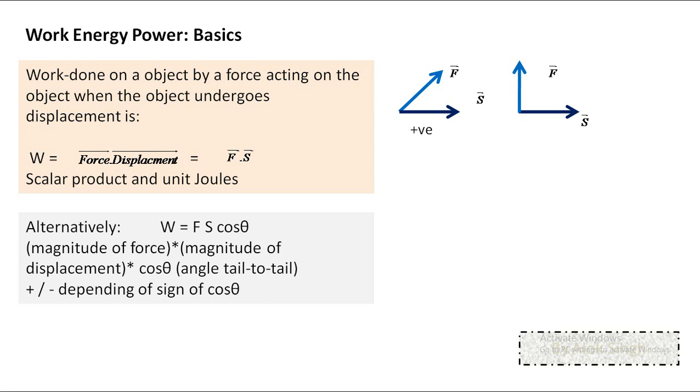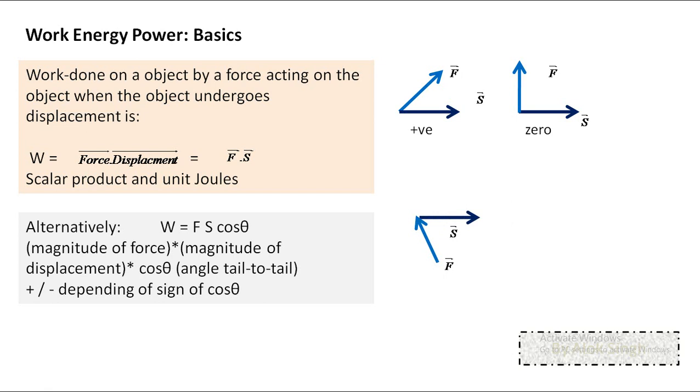In this case, what will be the work done? To find out work done, first we look at the angle. Both are placed tail to tail. The angle between force and displacement is 90 degrees. For 90 degrees cos theta is 0. Hence work done also will be equal to 0. It doesn't matter what the magnitudes of force and displacement are. If they are mutually perpendicular, work done is 0.